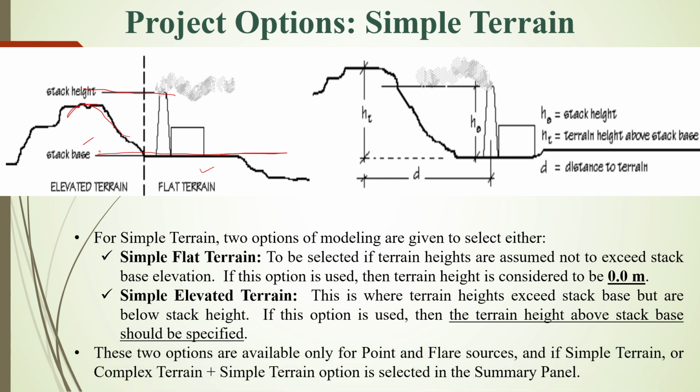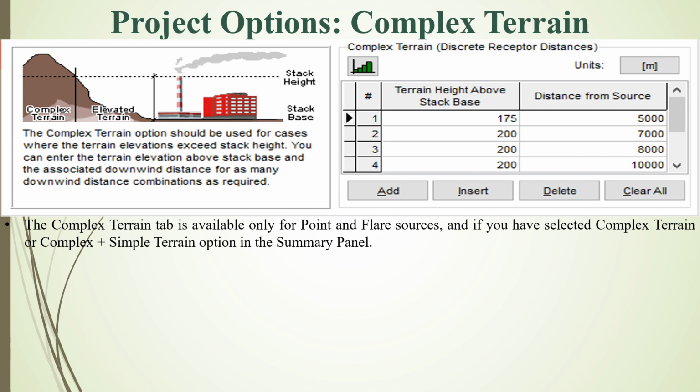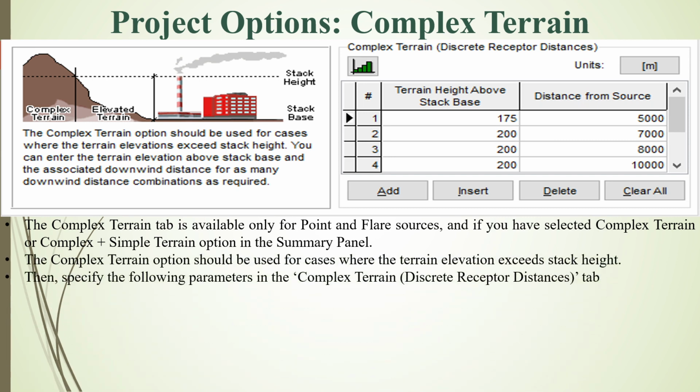So these two options are available only for point and flare sources, and if the simple terrain or simple terrain plus complex terrain option is selected in the summary panel. Now this is the complex terrain. The complex terrain tab is available only for point and flare sources, and if you have selected complex terrain or complex plus simple terrain options in the summary panel.